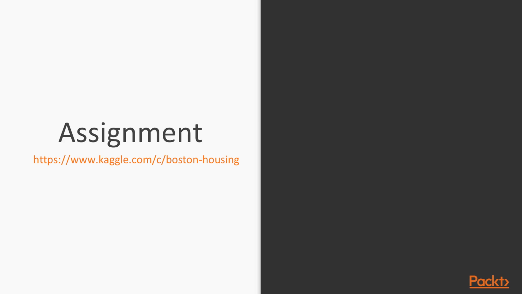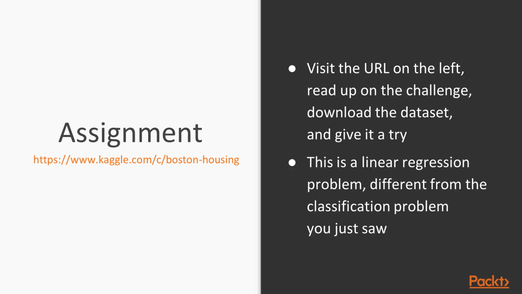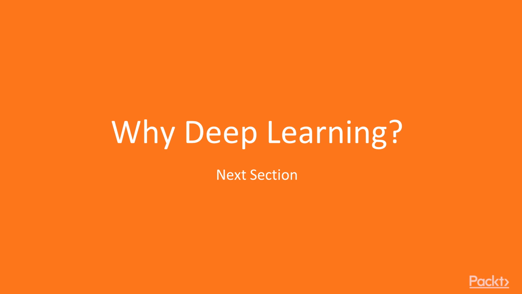Now that we've come to the end of this section, there's an assignment you could try your hands on. Visit the URL on the left, read the challenge, and download the dataset and give it a try. This is a linear regression problem, which is different from the classification problem you saw. I'll give you a hint. Your output layer should have only one neuron and no activation. In the next section, we'll start with a look at one solution to the assignment for step 1, and then start diving into why deep learning exists.